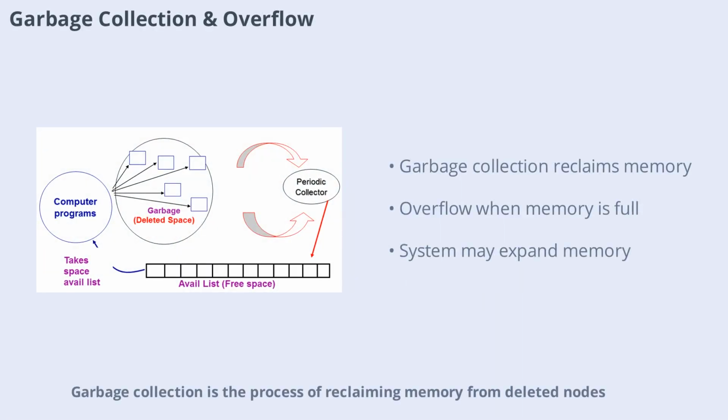Garbage collection is the process of reclaiming memory from deleted nodes. The operating system may periodically collect all unused memory and add it back to the free pool. This process is essential when memory is limited or when the system is idle. Overflow occurs when there is no available memory to insert new nodes, often handled by displaying an overflow message or expanding the memory pool. Efficient garbage collection and overflow handling are key to robust linked list operation.